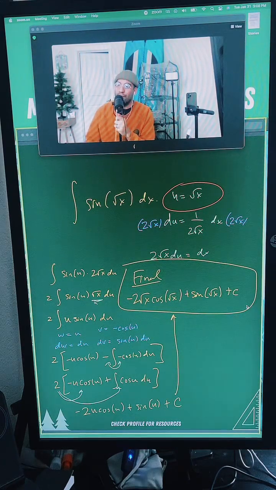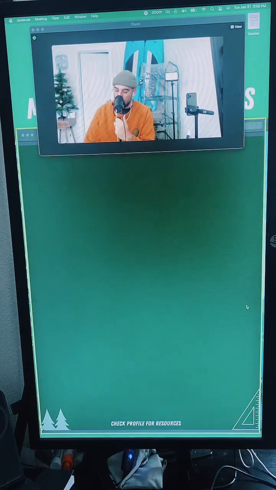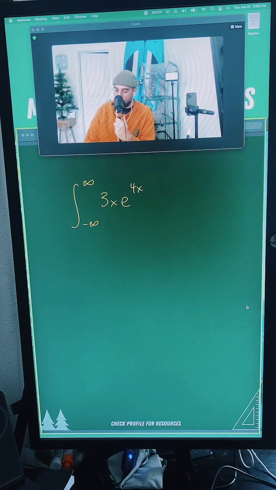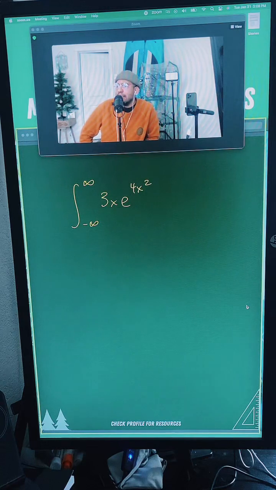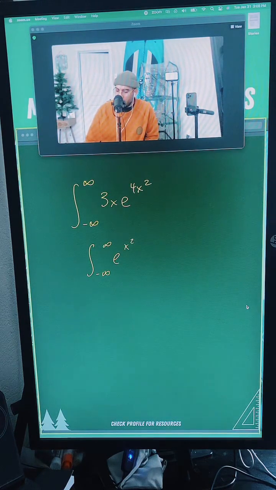Brady. Oh, Brady, I'm going to show that integral there. I don't typically like these, but I'm just going to show you the integral that Brady's referring to. It's the integral from negative infinity to infinity of 3x e to the 4x squared. I don't think that's that bad, but I believe this is the Gaussian integral, where negative infinity to infinity of e to the x squared is equal to, what was it? I think it's like root pi or root pi over 2.